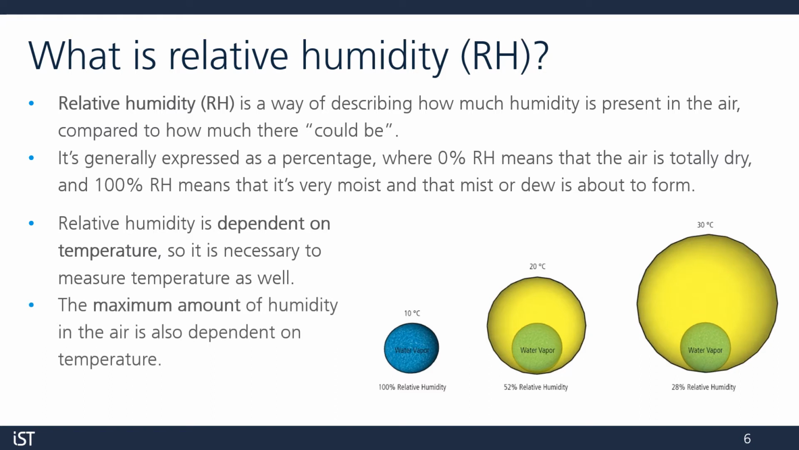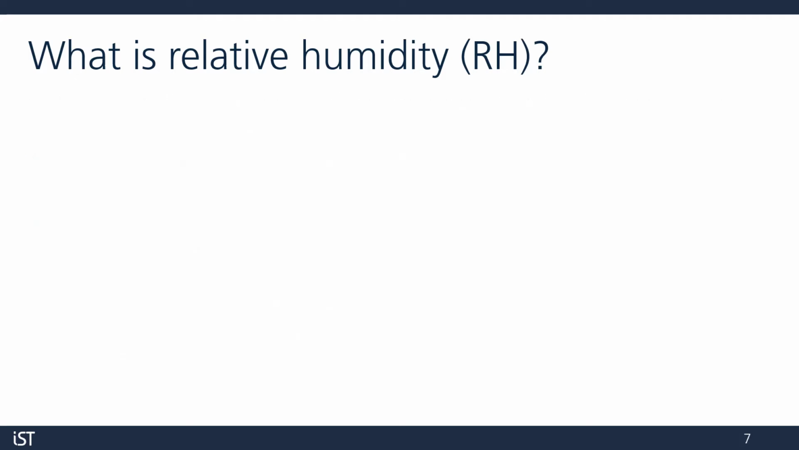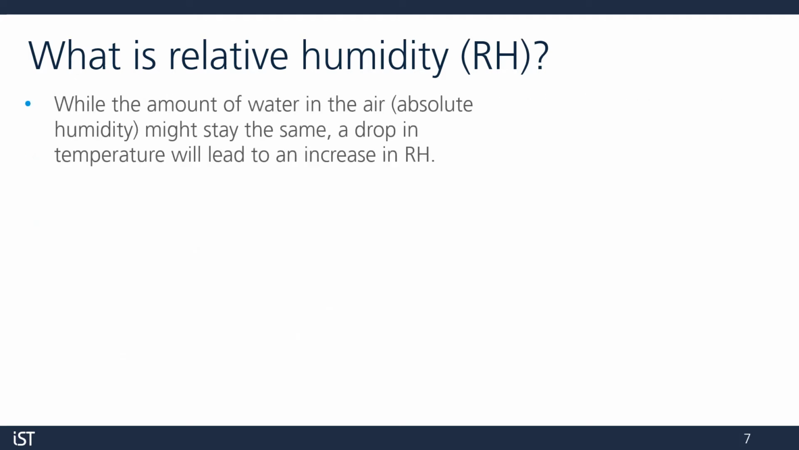The maximum amount of humidity in the air is also dependent on temperature. So at constant pressure, the maximum increases with temperature. While the amount of water in the air, the absolute humidity, might stay the same, a drop in temperature will lead to an increase in the relative humidity.